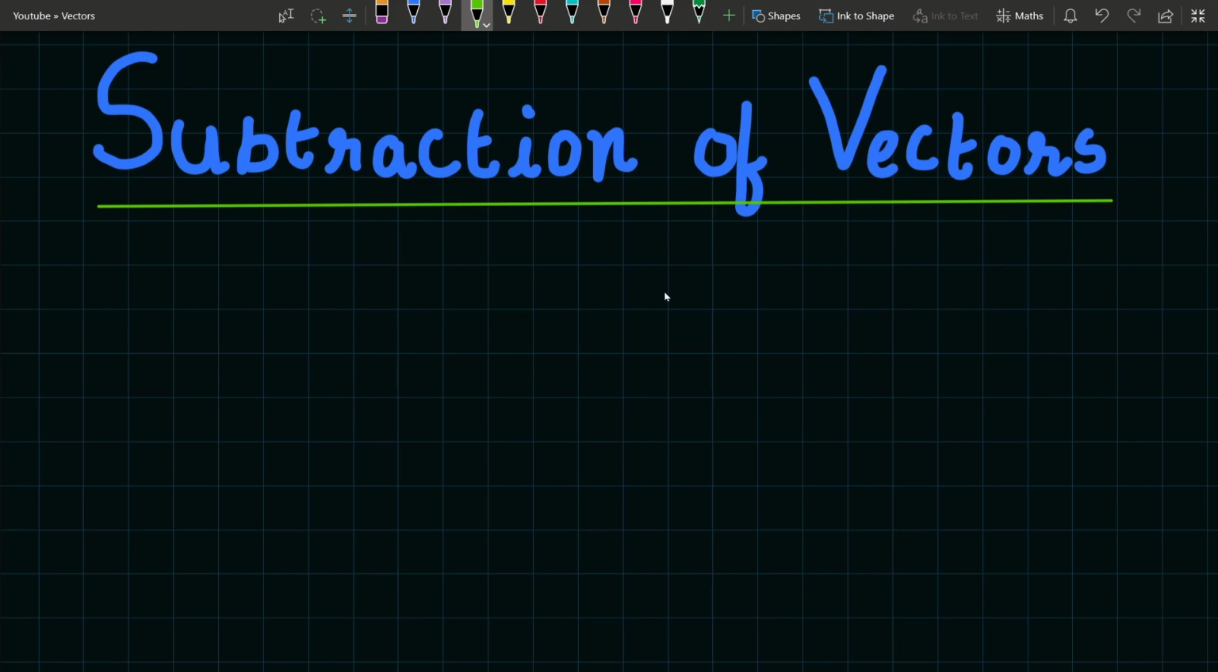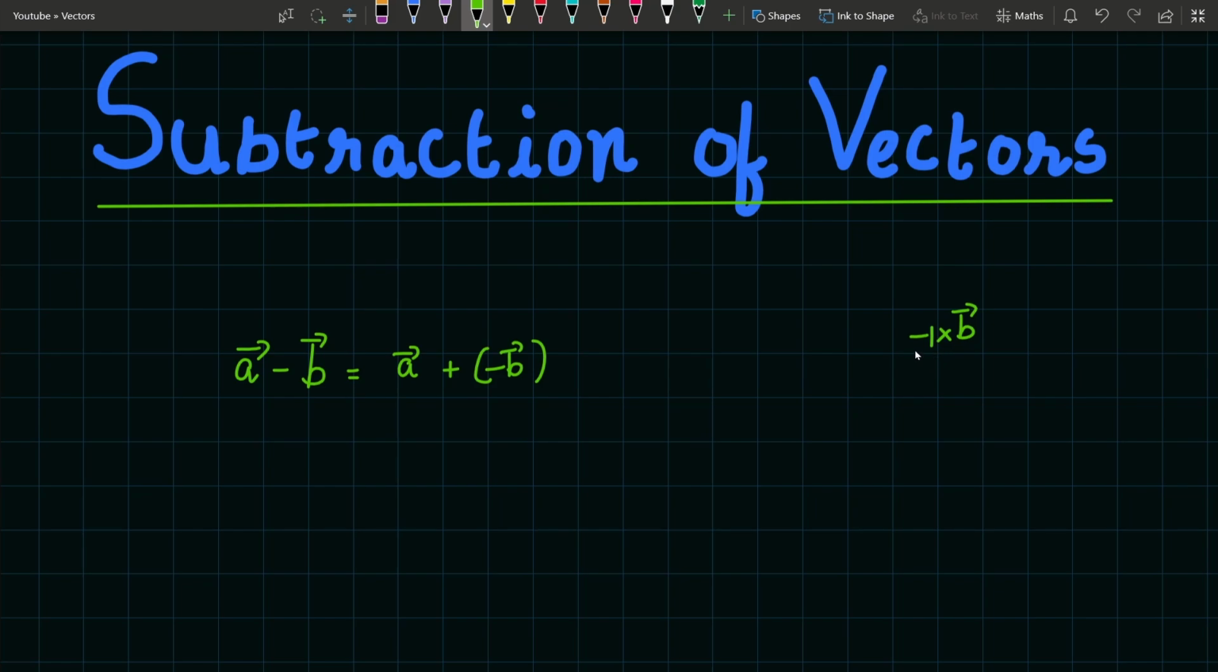How? Because see, for example, if I have to do a vector minus b vector, can I write this as a vector plus minus b vector? Nothing changes. So what is minus b vector? It's nothing but minus 1 into b vector.